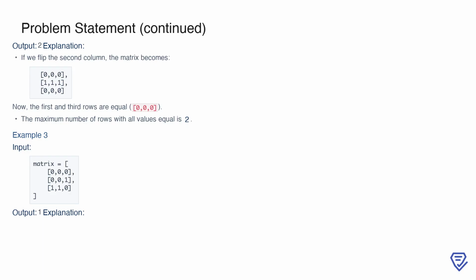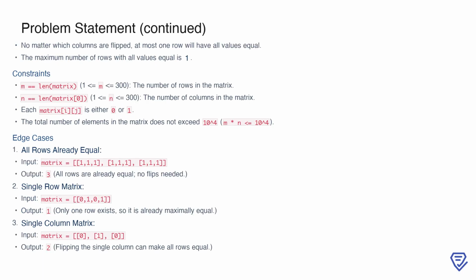Let's examine one more example to solidify the concept. In the third example, the given matrix is 0, 0, 0, 0, 0, 1, 1, 1, 0. Here, no matter which columns are flipped, it is impossible to make more than one row uniform at a time. For instance, flipping any column might make one row entirely zeros or ones, but the others will not align. Therefore, the maximum number of rows with all values equal is just 1.